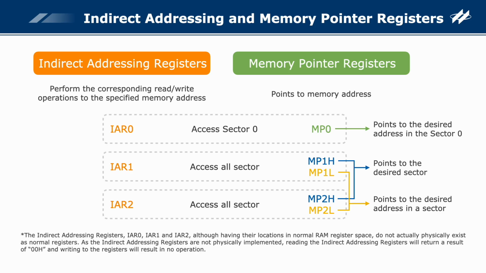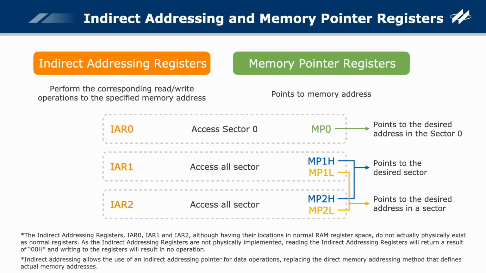The indirect addressing registers, IR0, IR1, and IR2, although having their locations in normal RAM register space, do not actually physically exist as normal registers. As the indirect addressing registers are not physically implemented, reading the indirect addressing registers will return a result of hex 00, and writing to the registers will result in no operation. Indirect addressing allows the use of an indirect addressing pointer for data operations, replacing the direct memory addressing method that defines actual memory addresses.